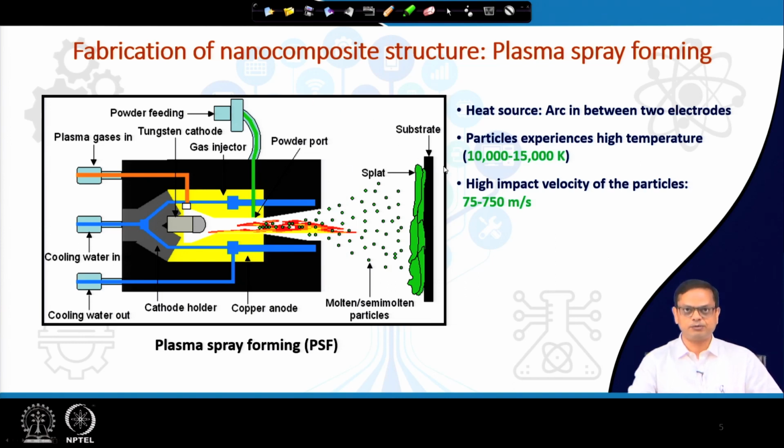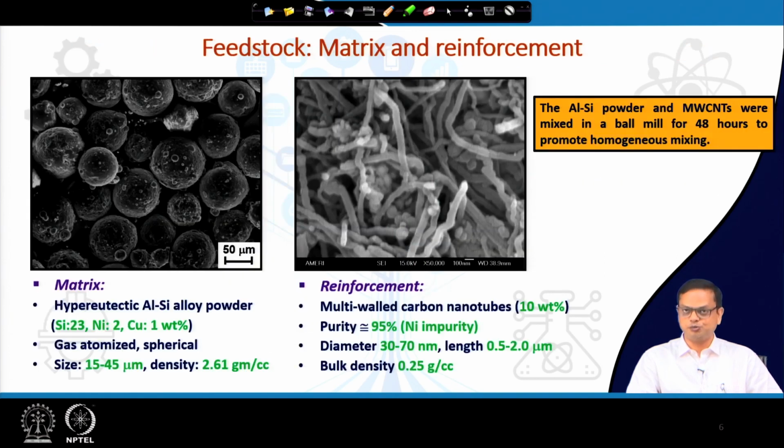So, here is the substrate, and from the substrate the deposited material was removed. Then what you get is a standalone composite material, in which the matrix is aluminum and it has been reinforced with carbon nanotube.